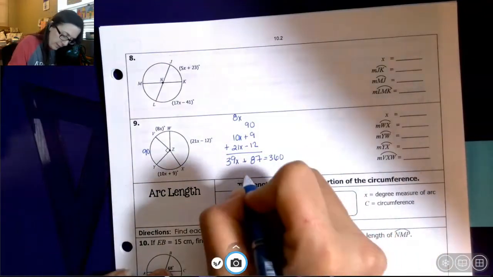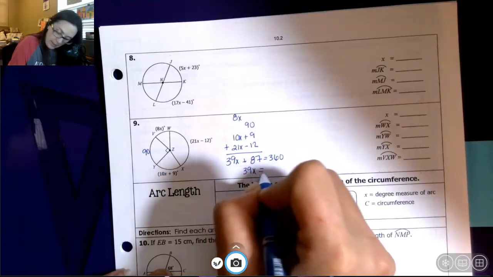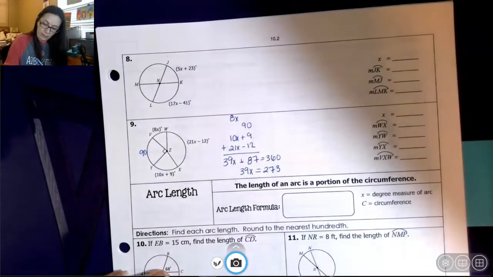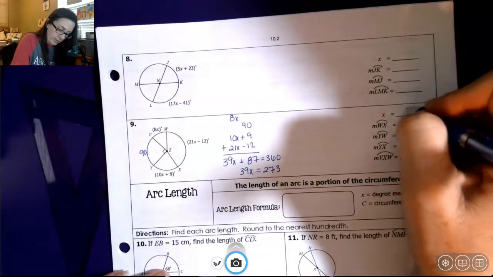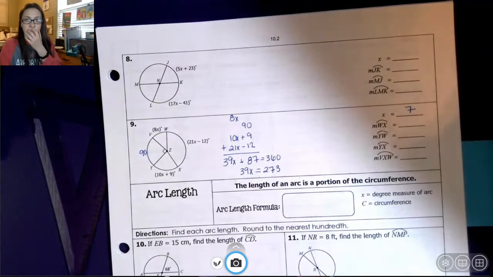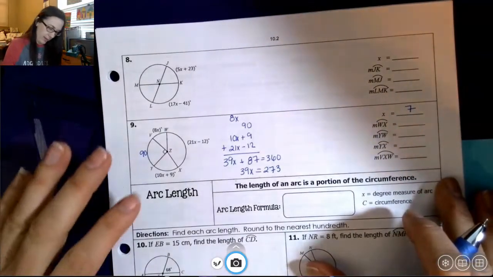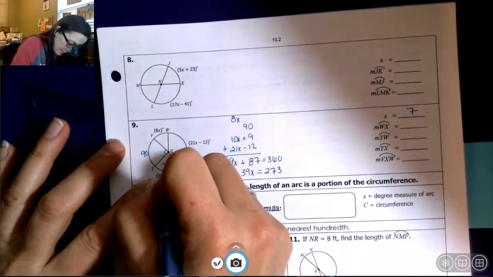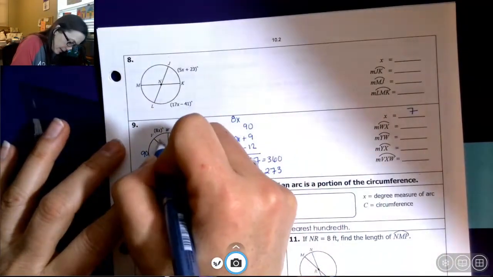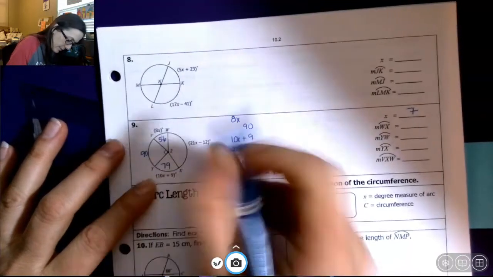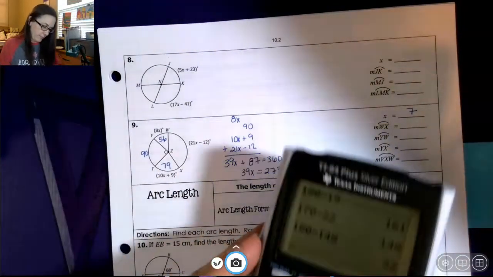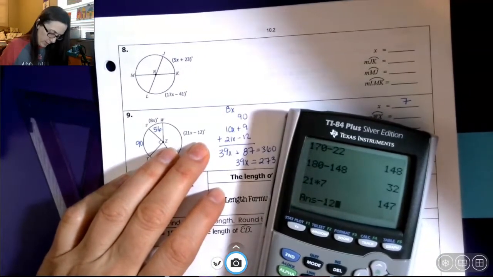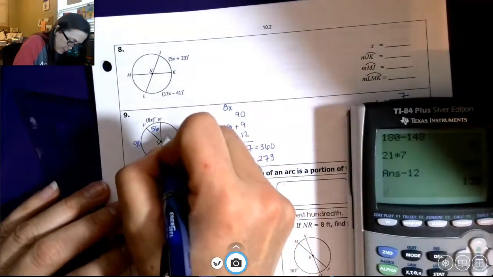When I go ahead and subtract, I get 39x equals 273. Go ahead and use your calculator here. When we divide, we should get x equals 7. Now you can plug that back in and see what you get. 7 times 10 is 70, plus 9, I get 79 here. 7 times 8 is 56. 21 times 7 minus 12, we get 135 here.